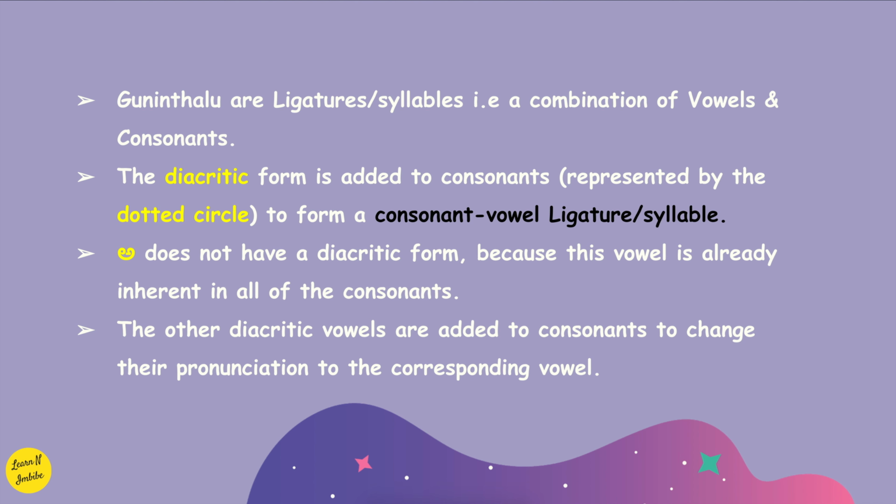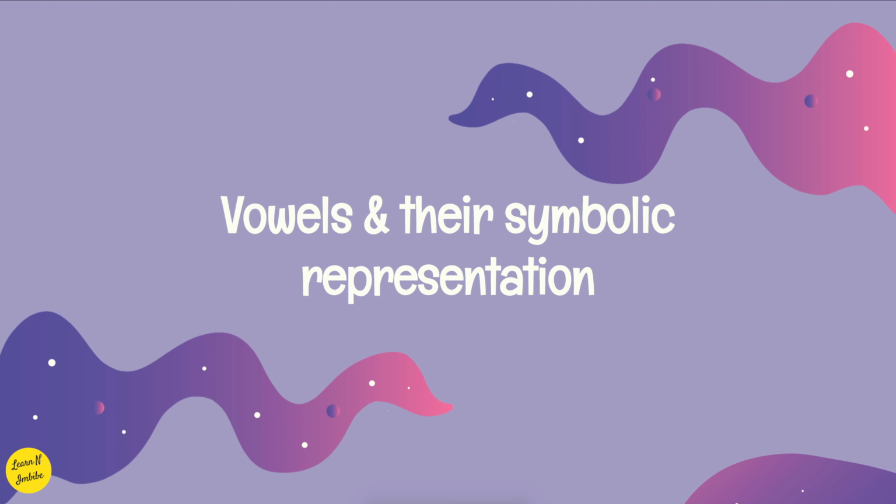The first vowel A does not have a diacritic form because this vowel is already inherent in all of the consonants. The other diacritic vowels, 15 in total, are added to consonants to change their pronunciation to the corresponding vowel. So let's see about the vowels and their symbolic representation. We have 16 vowels, right? Now we are going to see 4 at a time.